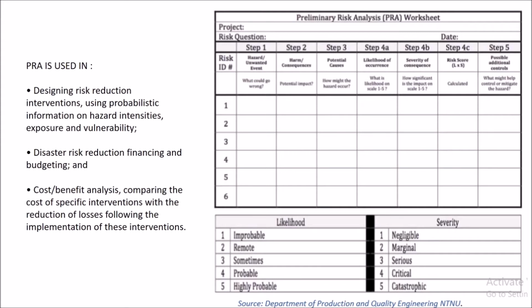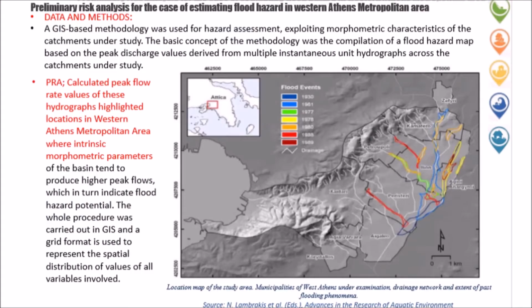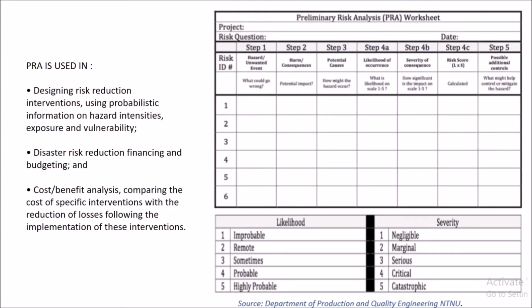The preliminary risk analysis is worked through a worksheet, and here you can see the worksheet where the various steps are identified for the risk. The first step is what could go wrong. That means what is the hazard or unwanted event. Second is what would be the potential impact, meaning the harm or the consequences. Third step is about how might the hazard occur, that is, the potential causative factors for the hazard. The next three steps, 4A, 4B, and 4C, put forth the likelihood of occurrence, the severity of the consequence, and the risk score.